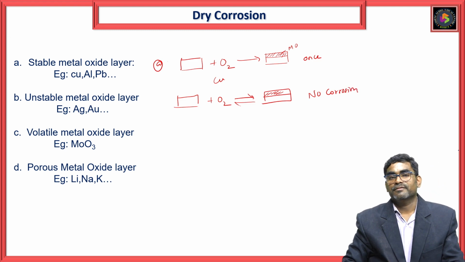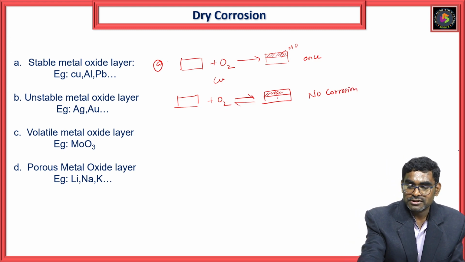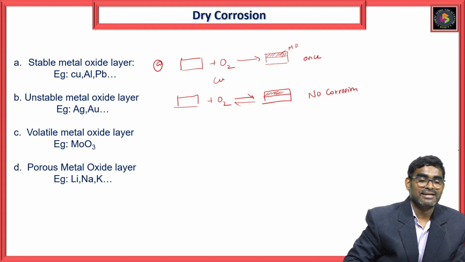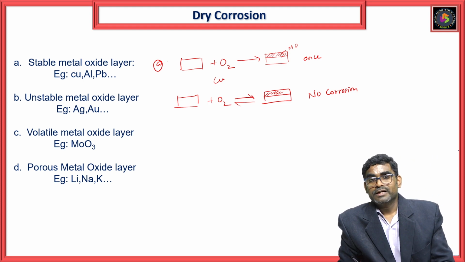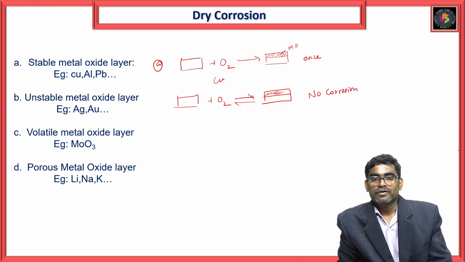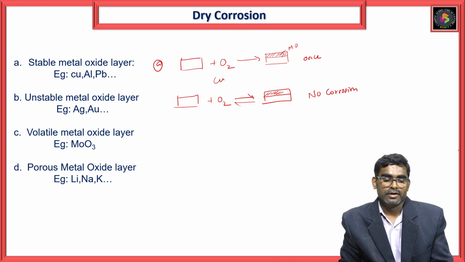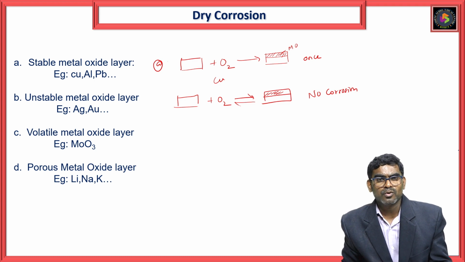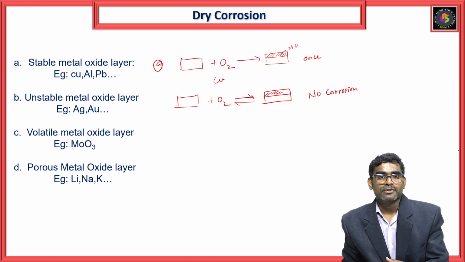Corrosion doesn't happen here because why? Metal and oxygen form a metal oxide layer. Again that metal oxide layer dissociates into metal and oxygen. So in such conditions no further corrosion takes place. That is the reason we call some metals inert to the environment, like gold or silver. Why? Because the metal oxide layer which forms is reversible. It forms and again it dissociates back into reactant and metal.